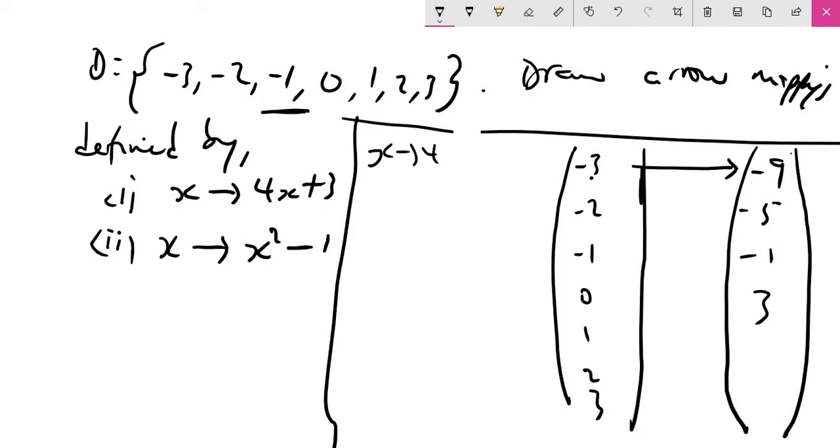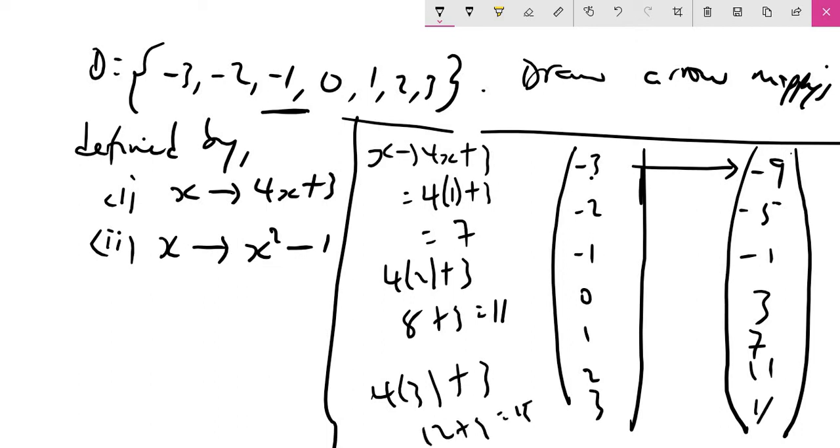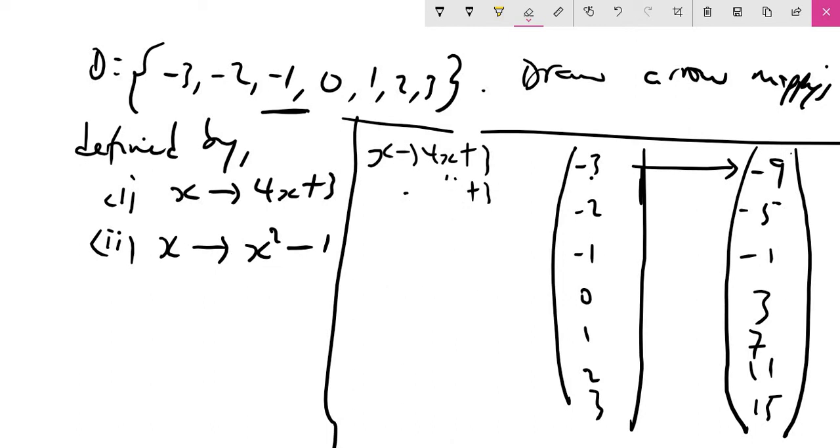So x maps to 4x plus 3. This is equal to 4 times 1 plus 3. And this is 7. So you have 7 here. Then we now put 2 in there. 4 times 2 plus 3. We have 8 plus 3, which is 11. And then we can now have 3. So we have 4 times 3 plus 3. We have 12 plus 3, which is 15. So we have 15. Alright. So this is the range, the entire range of the domain that has been given to us.